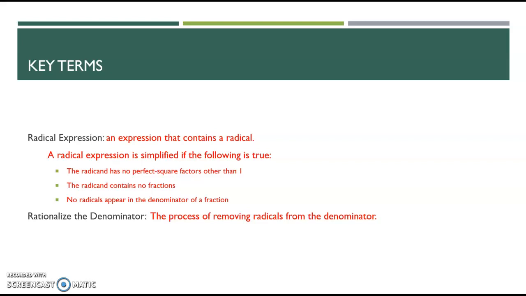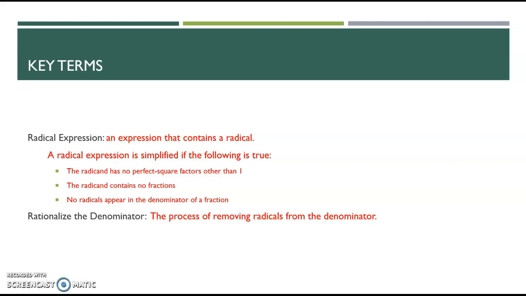The radicand contains no fractions, so we shouldn't have any fractions inside our radical, and no radicals can appear in the denominator of our fraction. Later on in videos, we're going to talk about how to rationalize the denominator. This is the process of removing radicals from the denominator, because denominator radicals will not always be perfect squares. And so there will be times where we have to take care of that, and we call it rationalizing the denominator. So that's what we have in store.